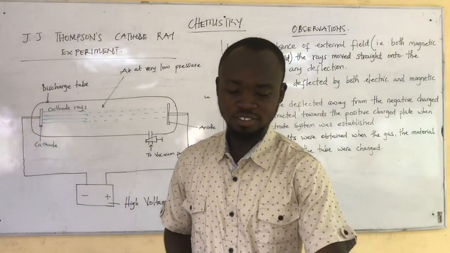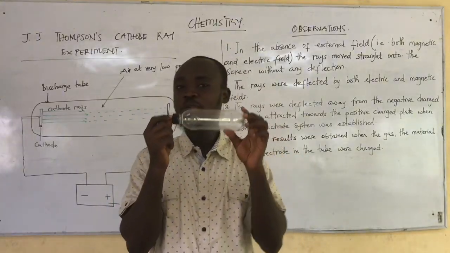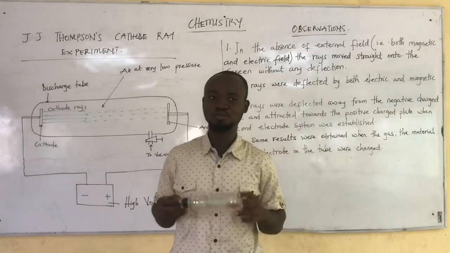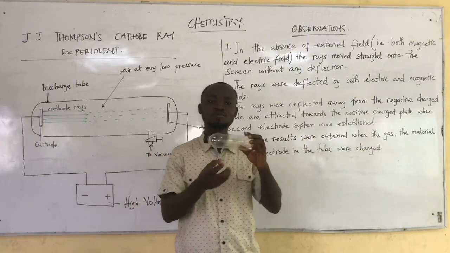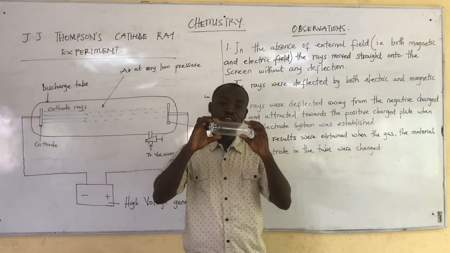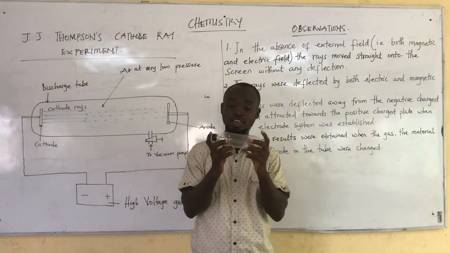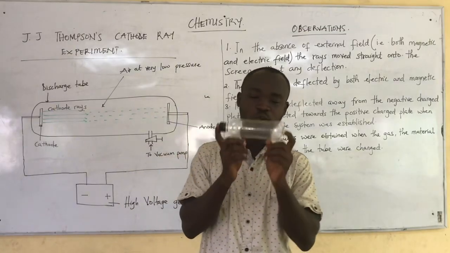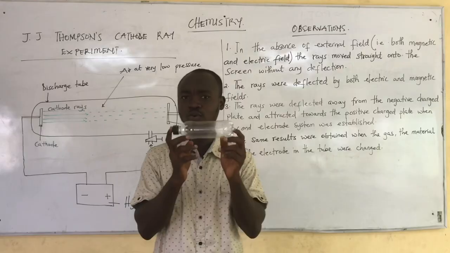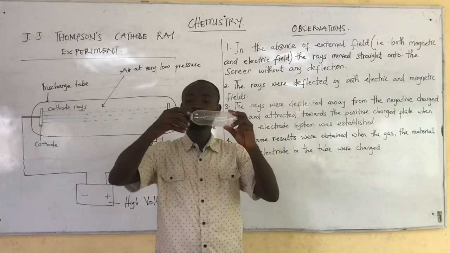So to demonstrate his experiment, I have a bottle here which represents my discharge tube. Is that okay? Alright, so what did he do? He evaporated air out of the tube so that the air pressure in the tube would be very, very low. Is that okay? And then he placed two electrodes.